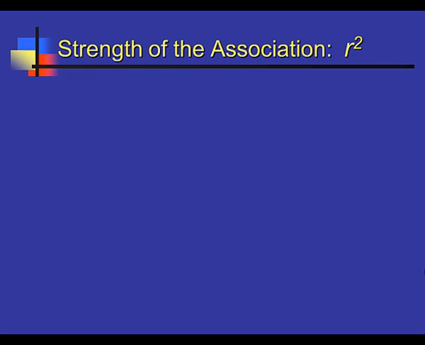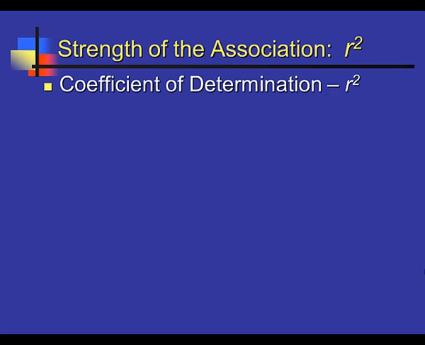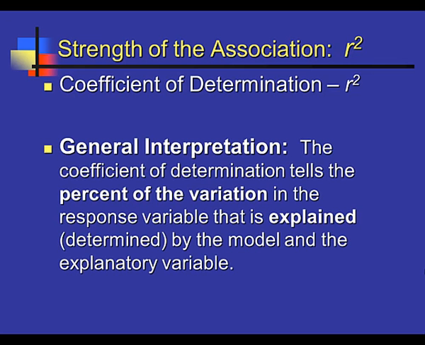A different way to measure the strength of an association is little r squared, where little r is the sample correlation coefficient that we saw before. When we have little r squared, it's called the coefficient of determination, and the general interpretation is that the coefficient of determination tells the percent of the variation in the response variable that is explained or determined by the model and the explanatory variable.